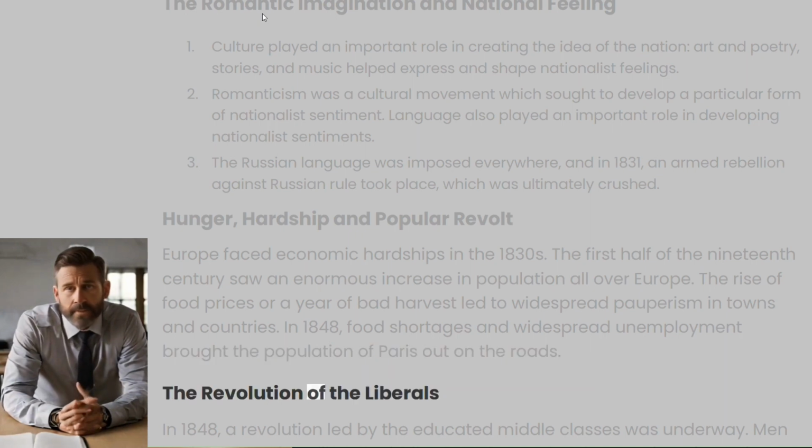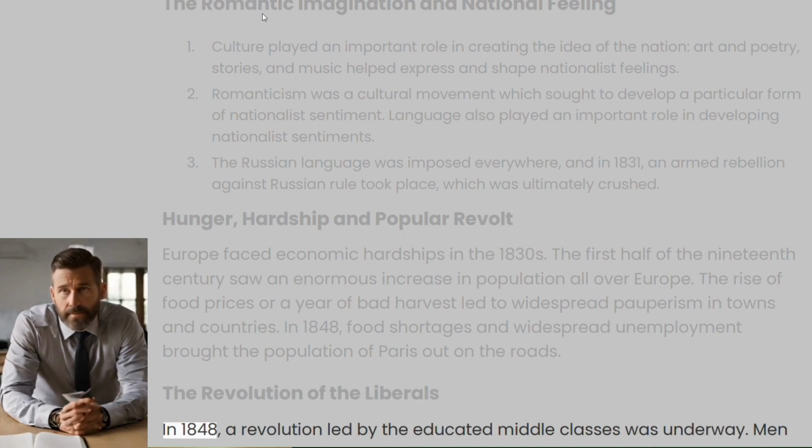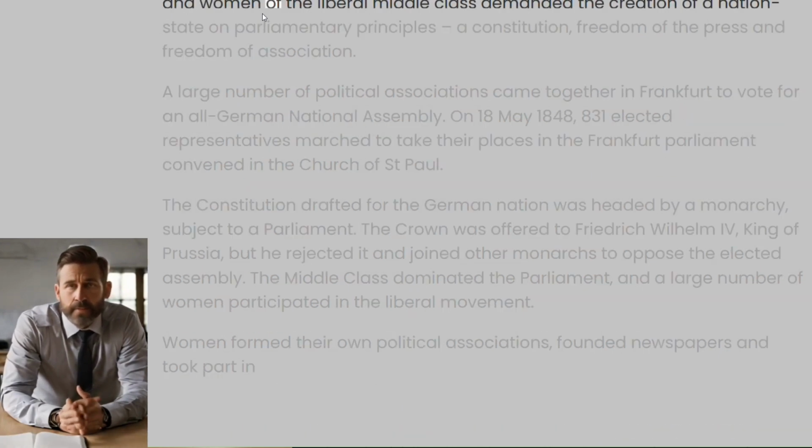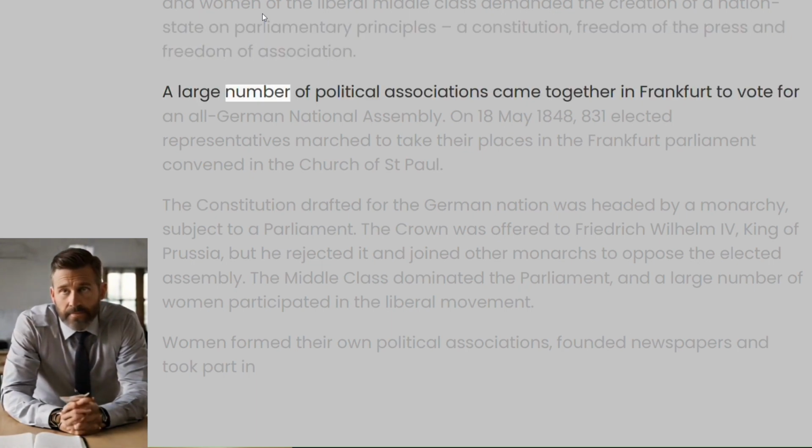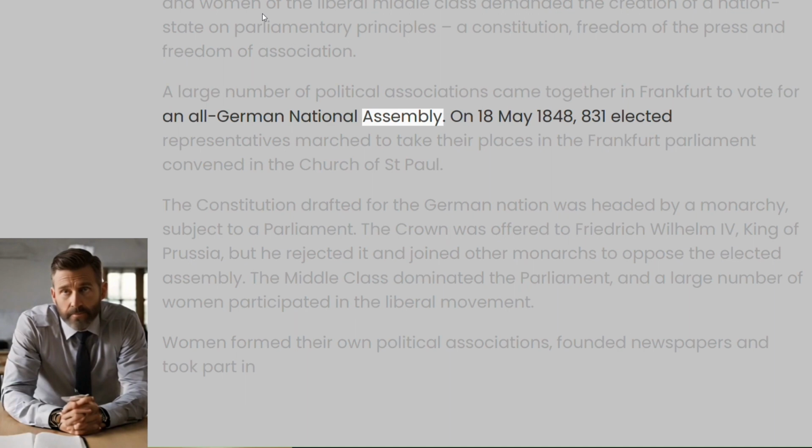The Revolution of the Liberals. In 1848, a revolution led by the educated middle classes was underway. Men and women of the liberal middle class demanded the creation of a nation-state on parliamentary principles, a constitution, freedom of the press and freedom of association. A large number of political associations came together in Frankfurt to vote for an all-German National Assembly.